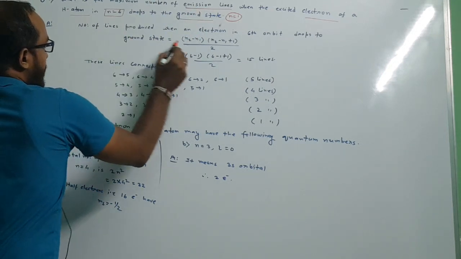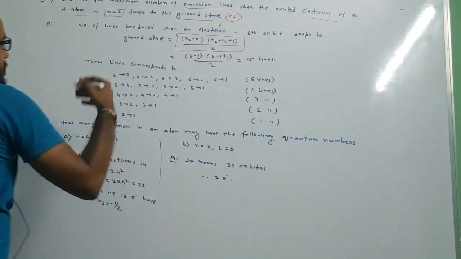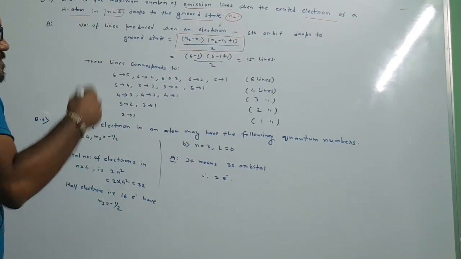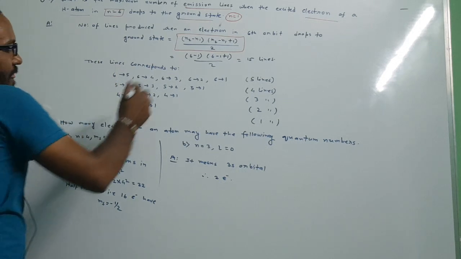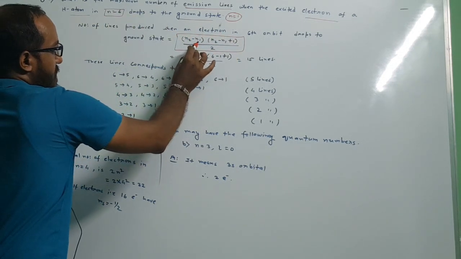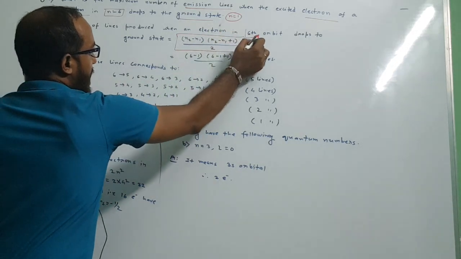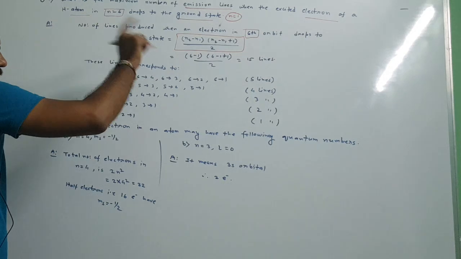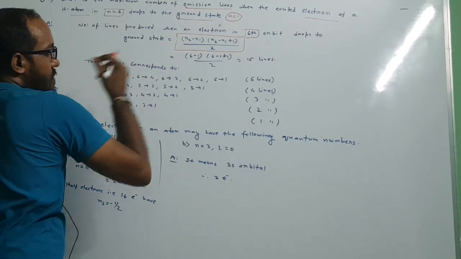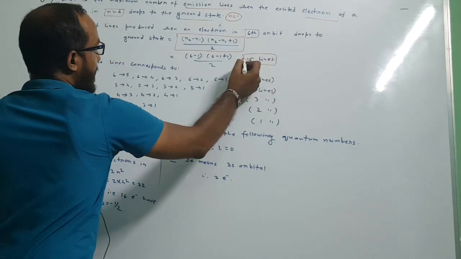So remember this formula. If you want to find out the emission lines from any orbital to any orbital, then the number of emission lines possible is (n2 minus n1) into (n2 minus n1 plus 1) by 2. Here the electron is jumping from n equals to 6 to n equals to 1. So 6 minus 1 into 6 minus 1 plus 1 by 2. Calculate, you will get 15 lines.